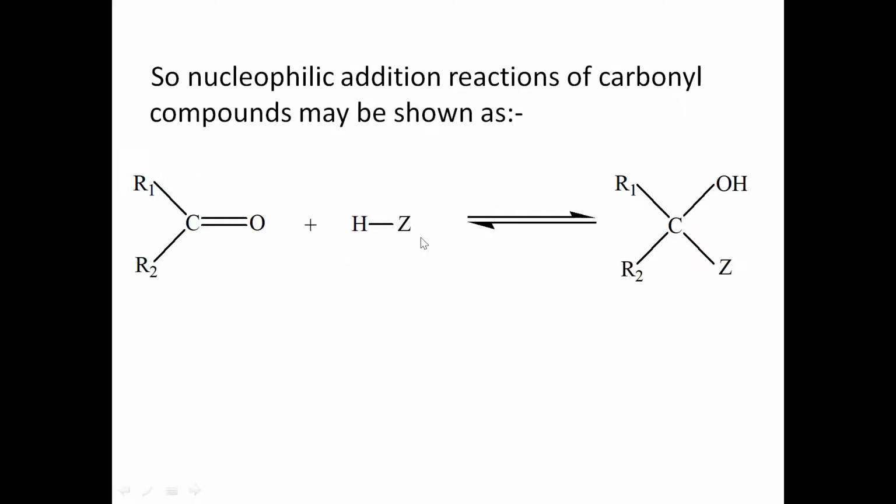When it reacts with HZ, addition will take place. Here Z is having partial negative charge, H is having partial positive charge. So Z is nucleophile, so Z will form bond with the carbon. This is single bond, O and H will attach to the O. So C-OH and Z. So this is the addition product. Okay, so this is the general nucleophilic addition reaction, a generalization of the nucleophilic addition reactions in case of carbonyl compounds.